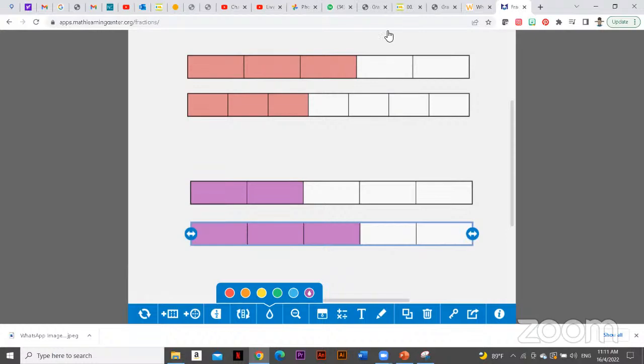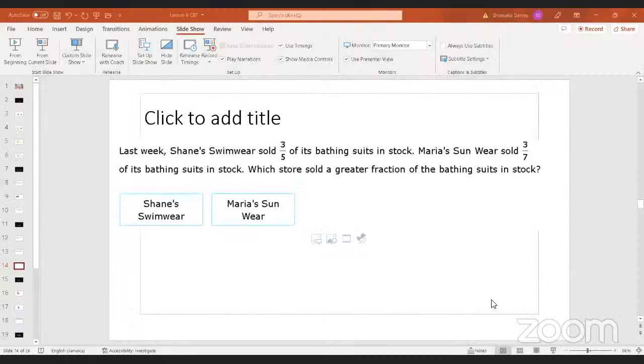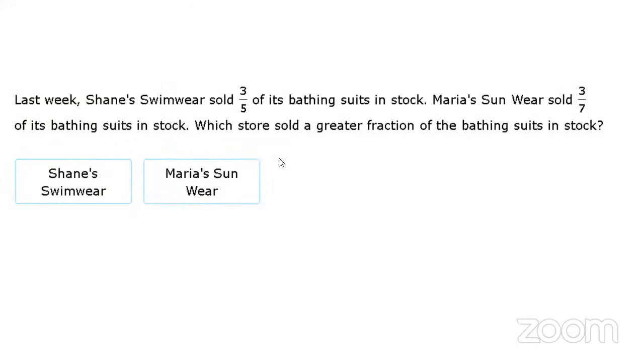All right, let's go back to our question. I hope we understand that. For questions like that, we need not do calculations, because there are rules that help us to work with that straight away. So in this question now, which store sold a greater fraction of the bathing suits in stock? Go ahead in the chat, let me see your answer. If your answer is Shane's Swimwear or Maria's Sunwear, go ahead and share your final answer in the chat, and I hope that you all understood what I explained just now. All right, brilliant.